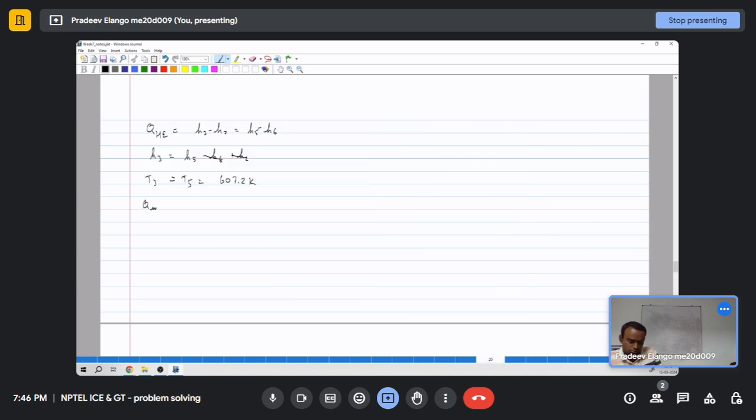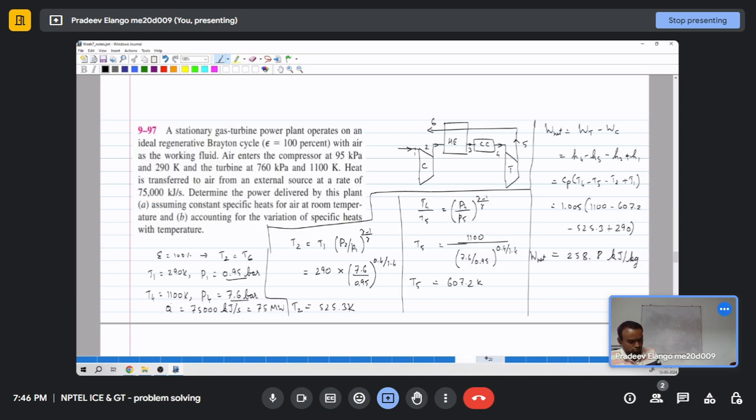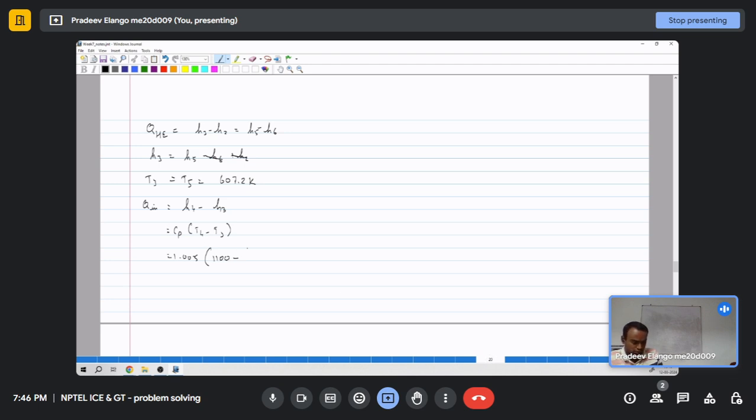So Q in is H4 minus H3, and that is Cp into T4 minus T3. Cp is 1.005, T4 is 1100 Kelvin, and T3 is 607.2 Kelvin. So this is 495.26 kilojoule per kilogram. Now we can calculate the cycle efficiency.